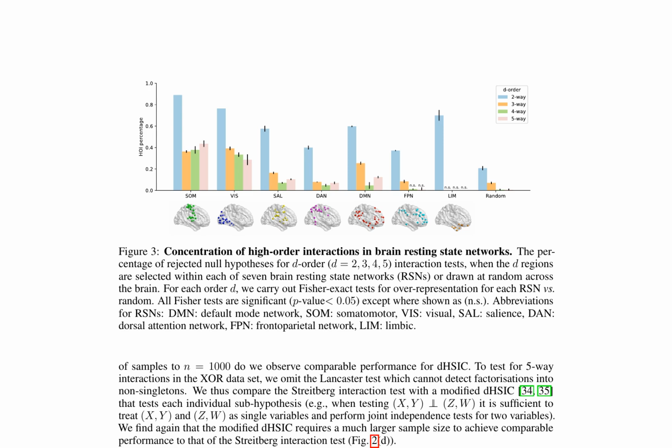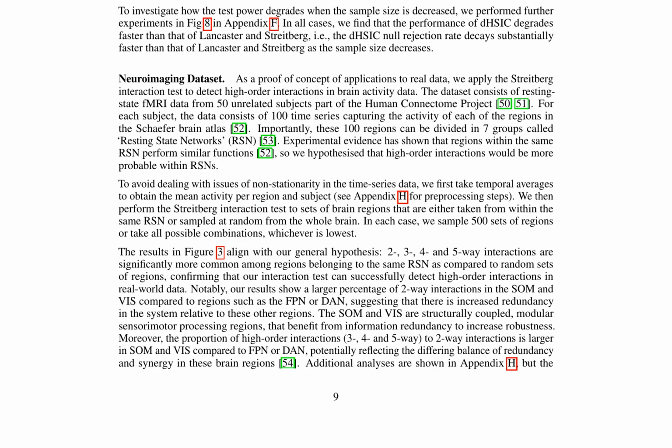The authors also compare the performance of the Streitberg interaction test with the Lancaster test and a modified DHSIC test in detecting high-order interactions. They find that the Streitberg test outperforms the modified DHSIC test, requiring a smaller sample size to achieve comparable performance. Additionally, the performance of DHSIC degrades faster than that of Lancaster and Streitberg as the sample size decreases. In the neuroimaging dataset, the authors apply the Streitberg interaction test to detect high-order interactions in brain activity data from 50 unrelated subjects.